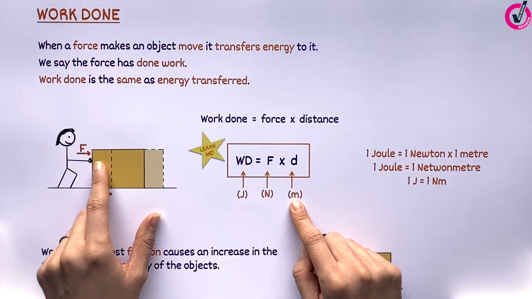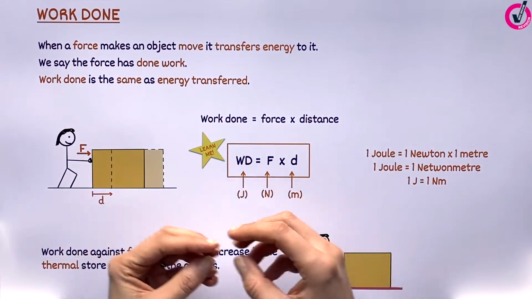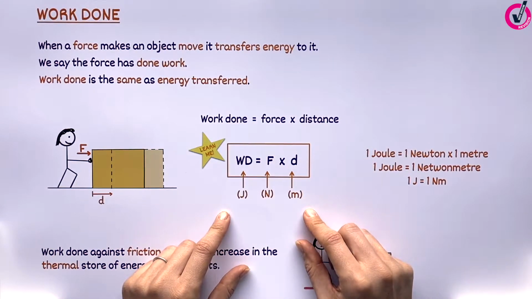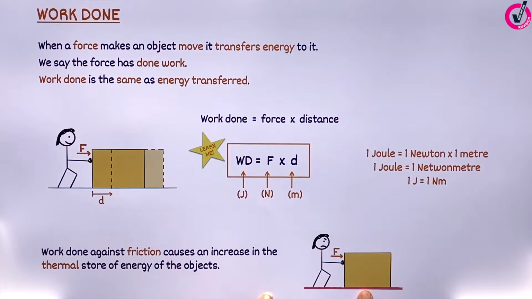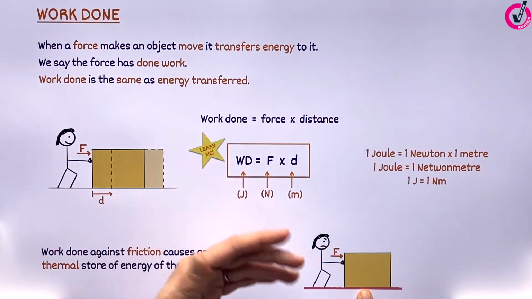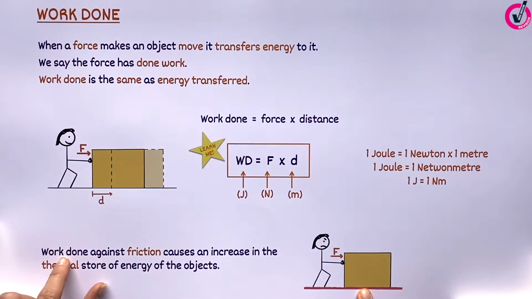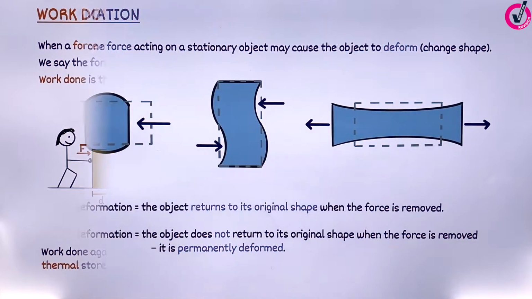Not all of the work done by a force is always used to increase the kinetic store of energy of the object. If there is friction, then some of the energy will be used to overcome this. In this case, there is an increase in the thermal store of energy of the object and its temperature increases.